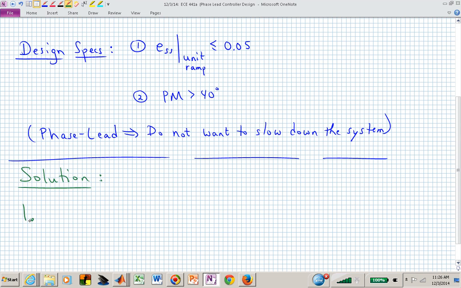The solution then, if we walk through the steps that we've outlined before, the very first step is to find a gain value in our system, find K that satisfies the steady state error specification.